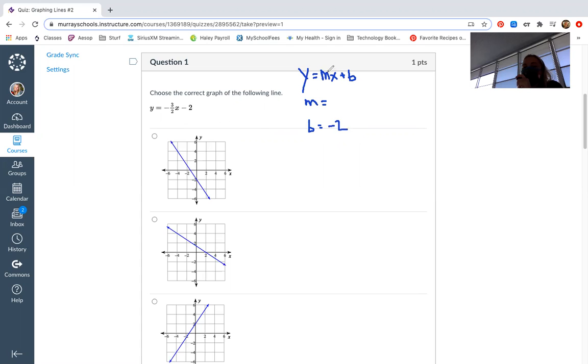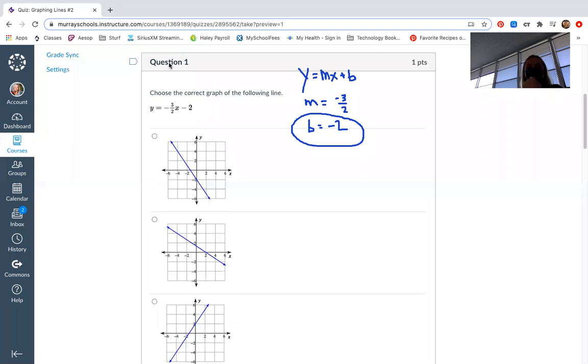So my m value is going to be directly in front of x. What's my m value here? Kimberly. My m value here, directly in front of x, is -3/2. Okay, so I need to find a graph that starts at -2 and that's going to go down 3 to the right 2 every time.